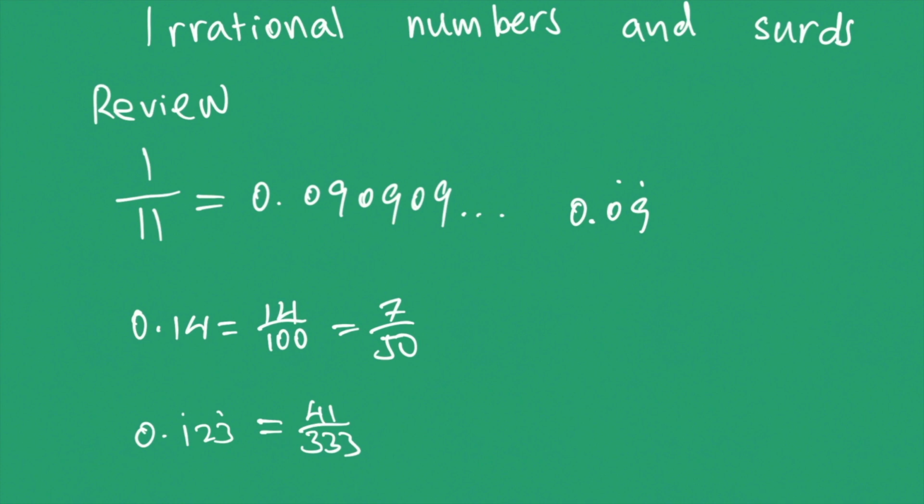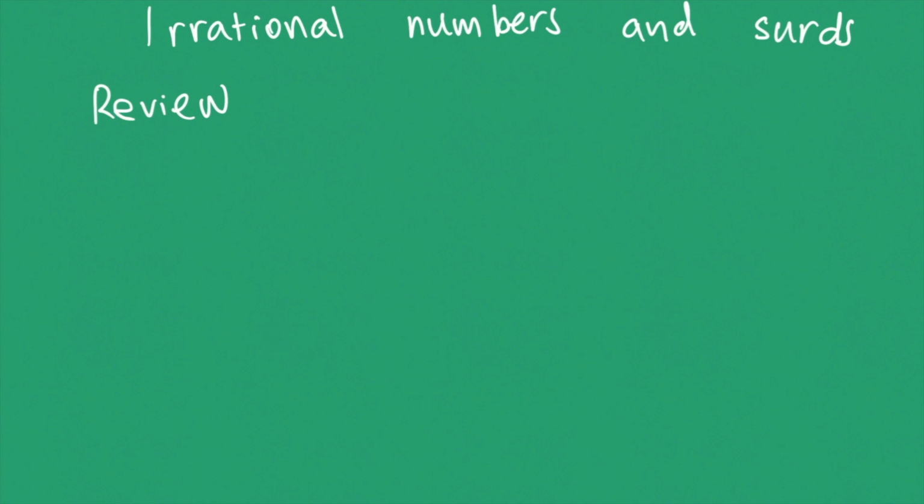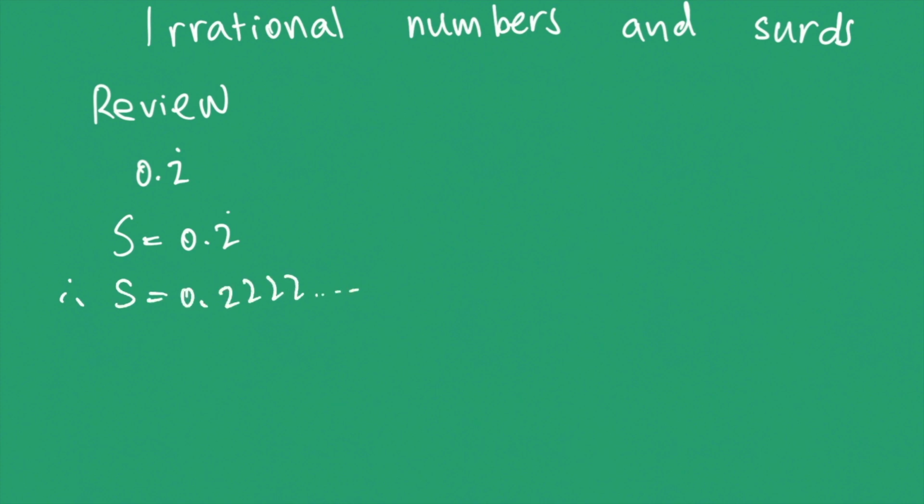And let me show you how to do this. Let's, for example, write 0.2 repeating as a fraction. Firstly, we can let s equal 0.2 repeating. Hence, s equals 0.2222 ellipsis. Then 10s equals 2.2222 ellipsis, because we multiply this by 10.